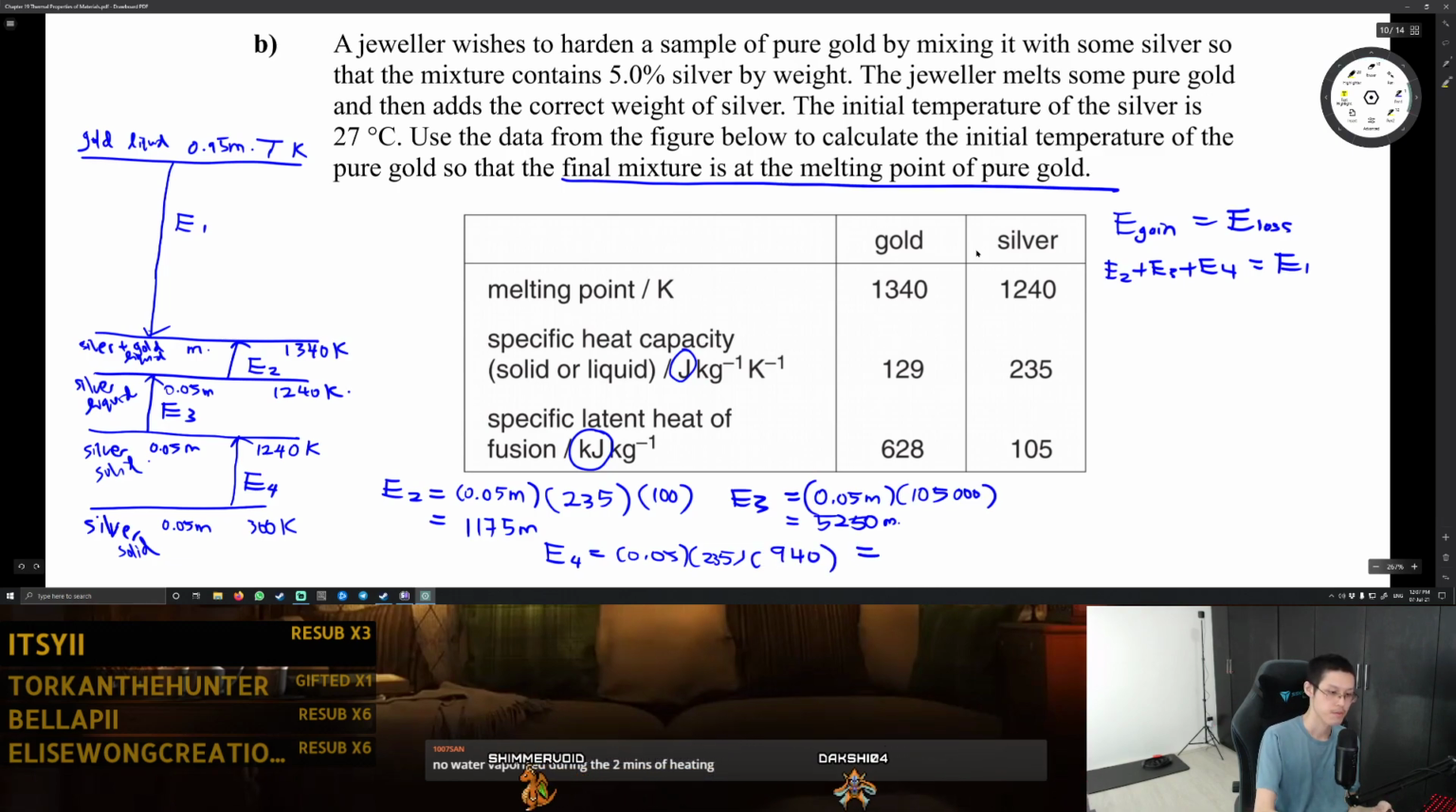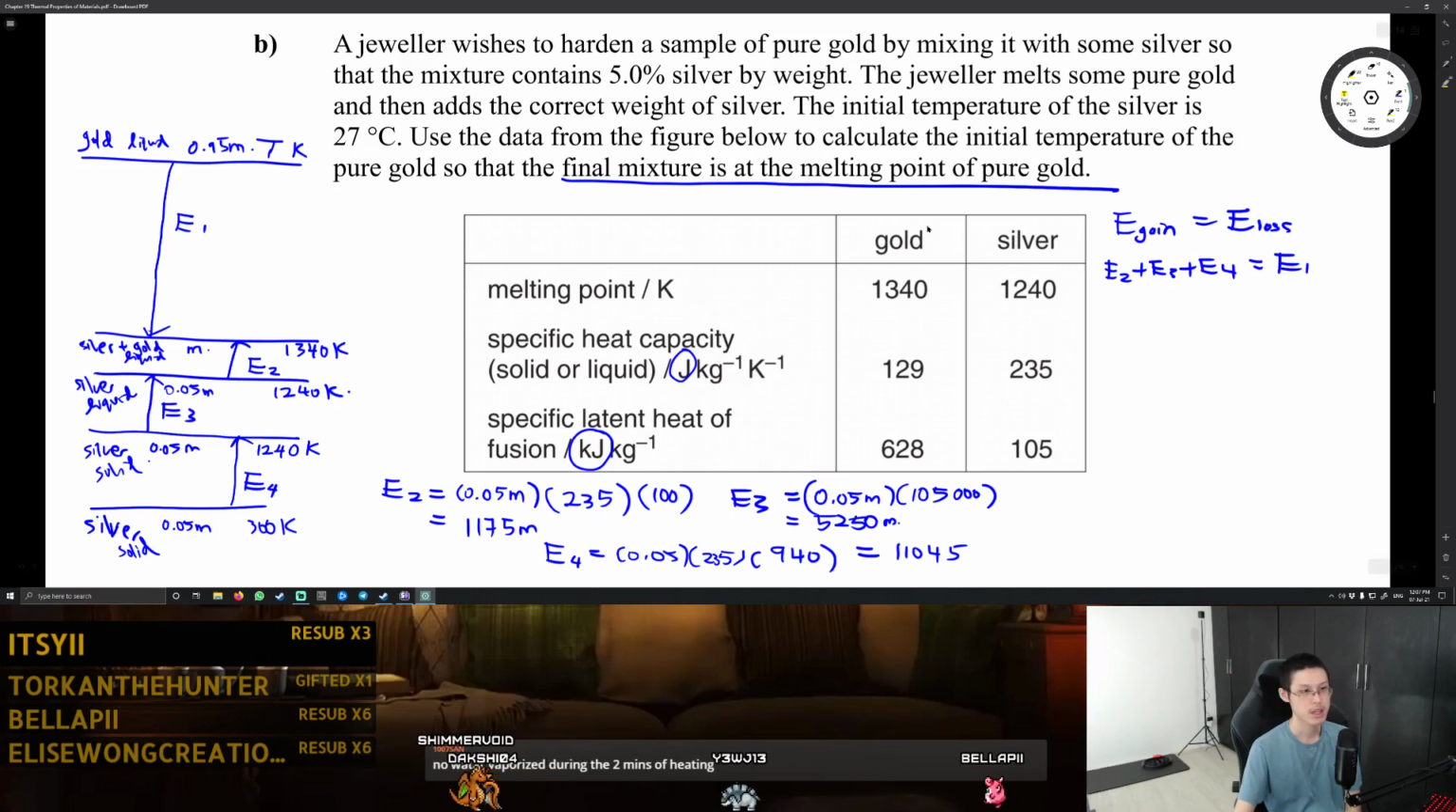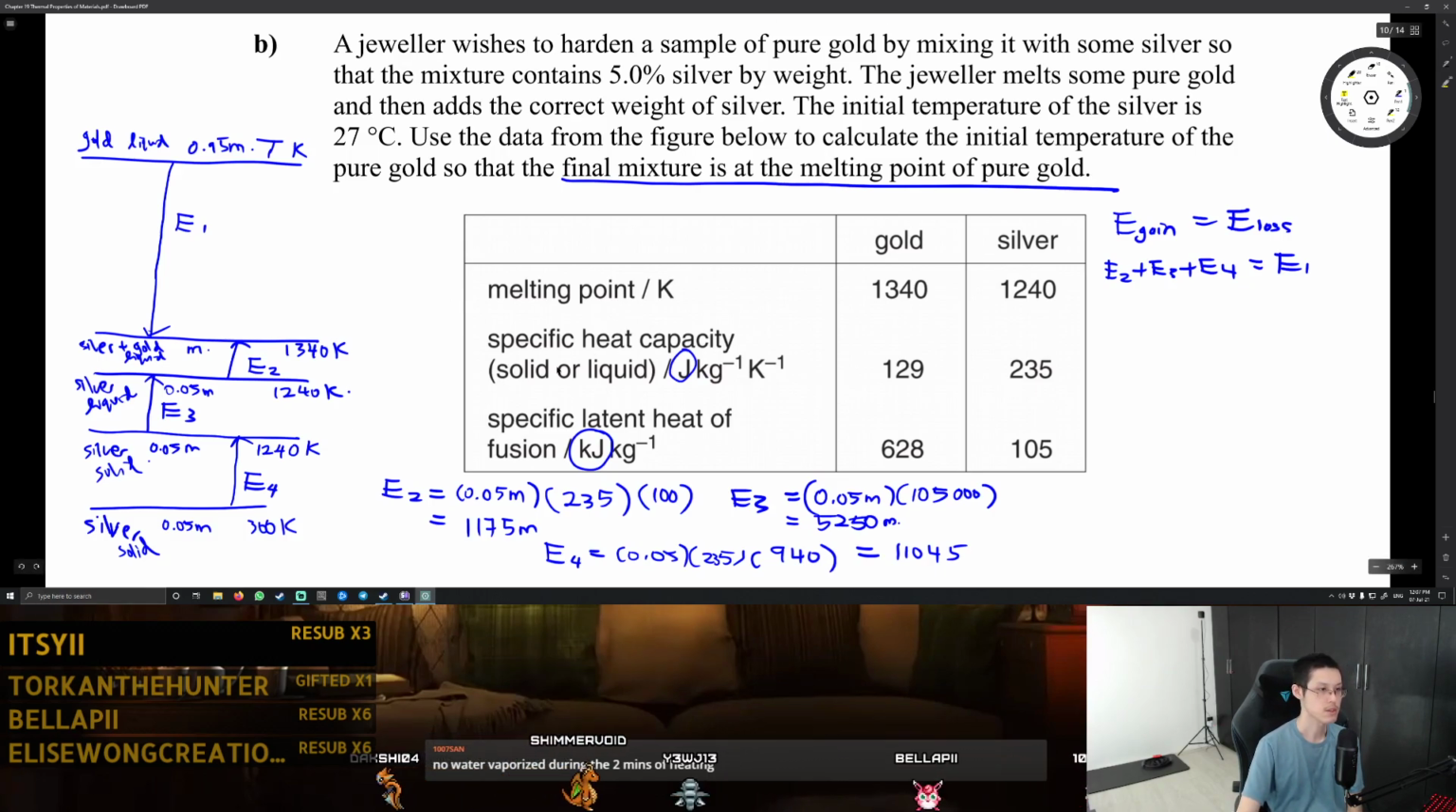940, which is 0.05 times 235 times 940. 11045. So in this case, it's a little special because the specific heat capacity for liquid and solid silver are the same. So we can just use 235. But usually for most substances, I think they are slightly different. Anyway, now that we have worked out all these values here, I forgot an M here, we can work out E1.